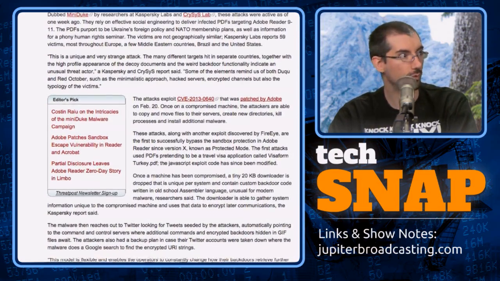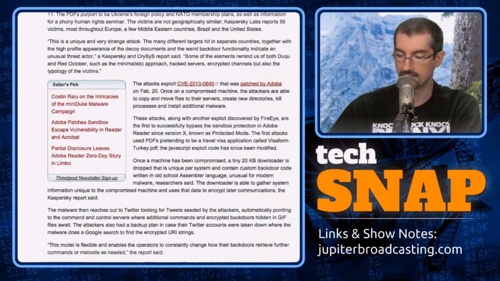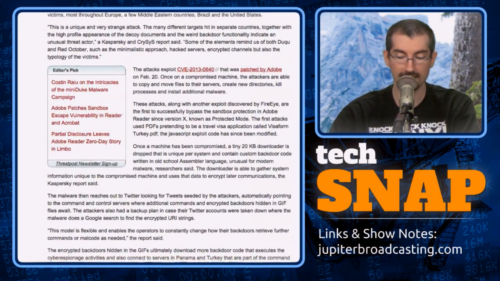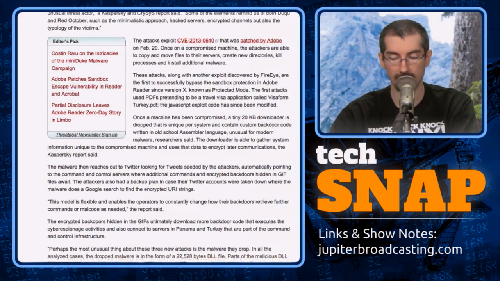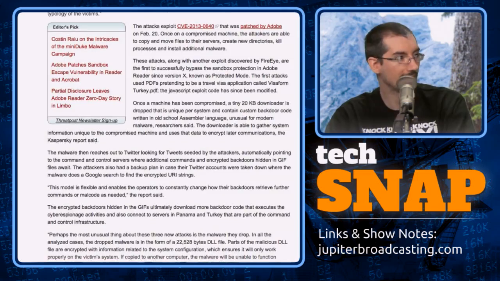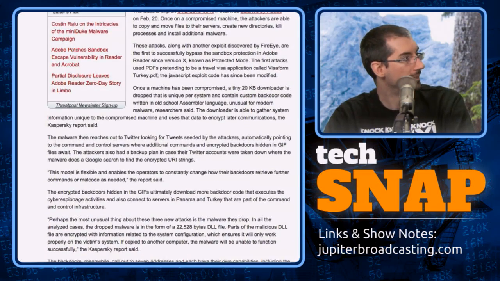And that's very rare for viruses and exploits. Some other interesting things about it is that once it did drop onto the system, when it needed command and control to get new commands, it actually used Twitter. So it had a list of Twitter accounts. It would go out to the account.